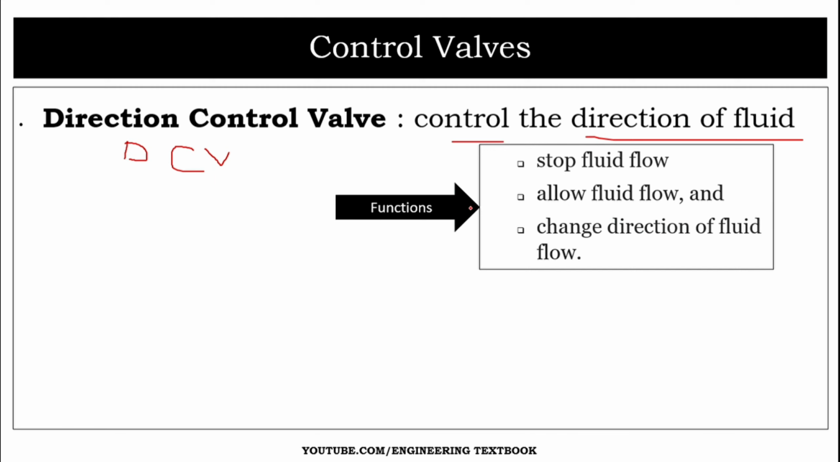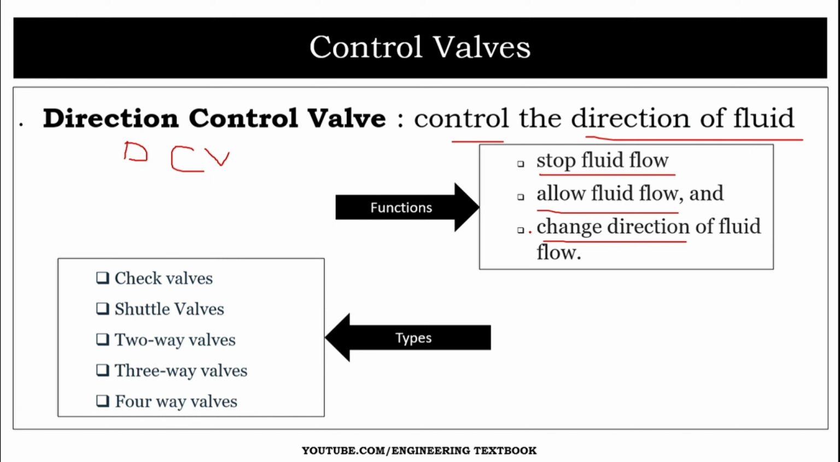Direction control valve has a total of three functions. First, it stops the fluid flow, it allows the fluid flow, and lastly, it changes the direction of the fluid flow. These are the functions of the direction control valve. Types of direction control valve: check valve, shuttle valve, two-way, three-way, and four-way valve. So these are the different types of direction control valve. So let's see what exactly the direction control valve is.